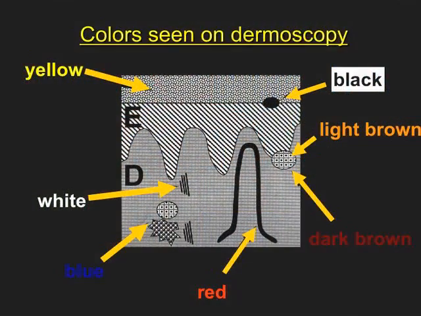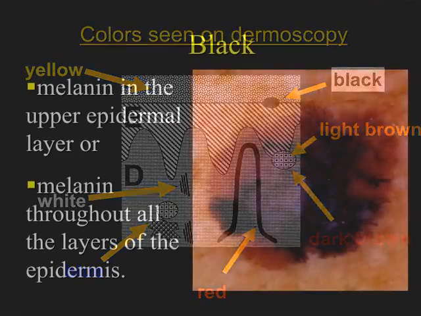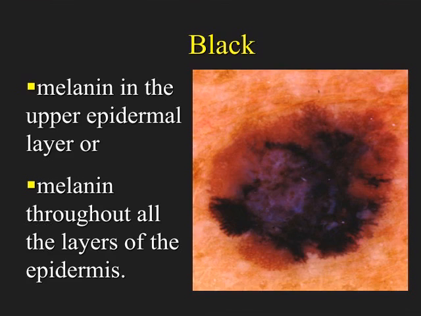So now let's go on to the second part, which is the colors and structures seen in melanocytic lesions. Here are the colors that you have to know what they are associated with: yellow, white, blue, red, brown, light brown, and black. What is black? Black represents melanin in the upper epidermal layers or melanin throughout all layers of the skin.